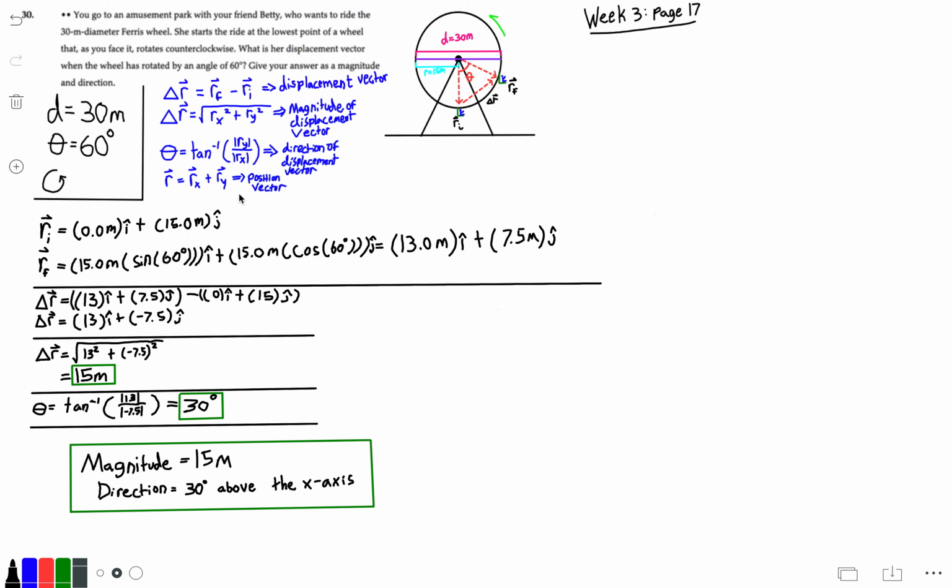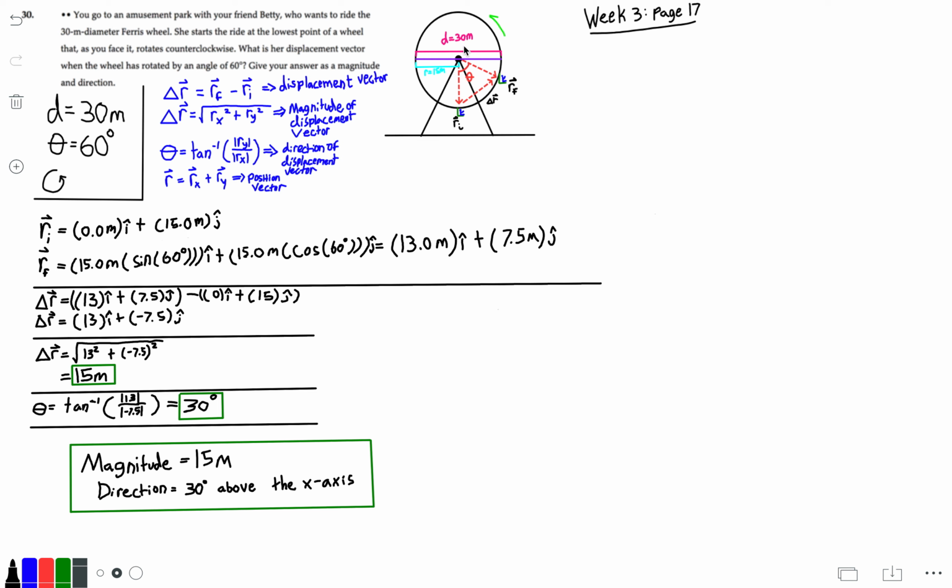We're going to start off by using this position vector equation here to get both the x and y components of both Ri and Rf. And we're going to be using i hat and j hat and not k hat, because k hat is implying that there's a third dimension to the vectors. So we're going to start out here by, in the x direction, we have 0 meters, and in the y direction, we have 15 meters.